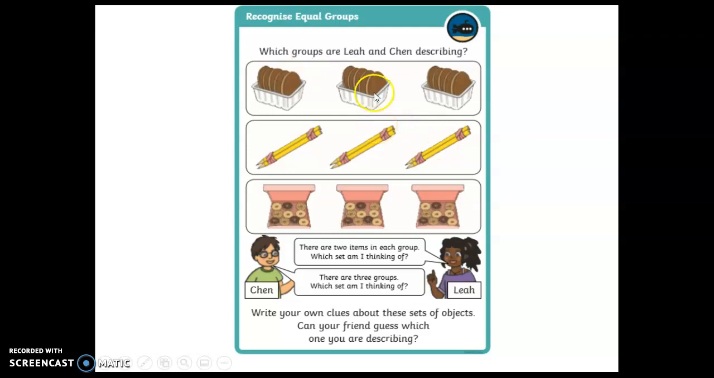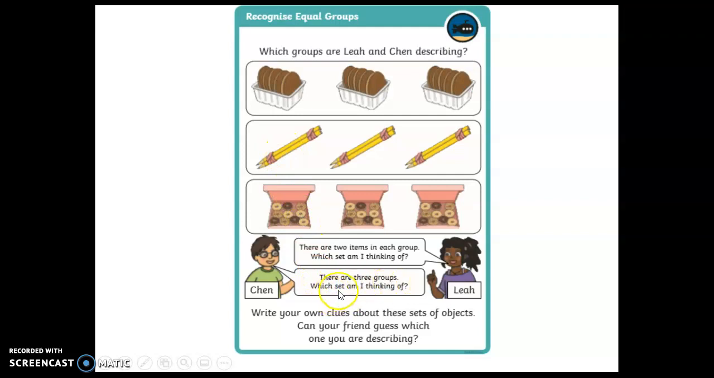So then we've got this question here. It says, which groups are Leah and Chen describing? Leah says there are 2 items in each group. Which set am I thinking of? So we read this question and think, right, there are 2 items in each group. It's not asking for how many groups there are, it's asking for how many in each group, and that is the number 2. This has 5, this has 6, this has 10, this has 2. So Leah is thinking of this one.